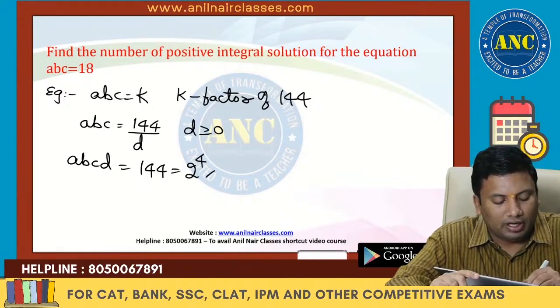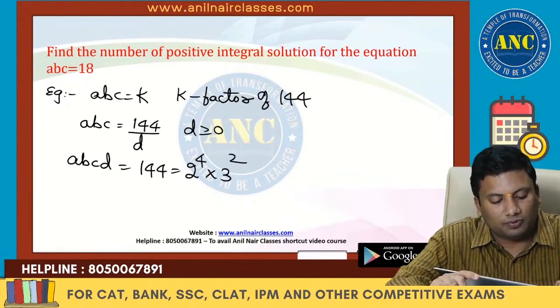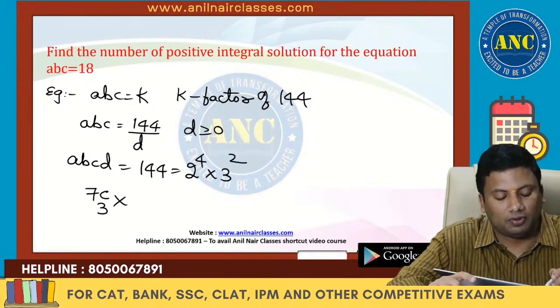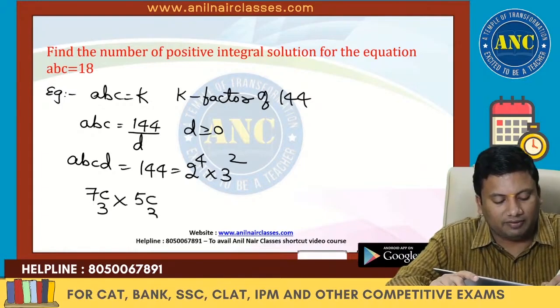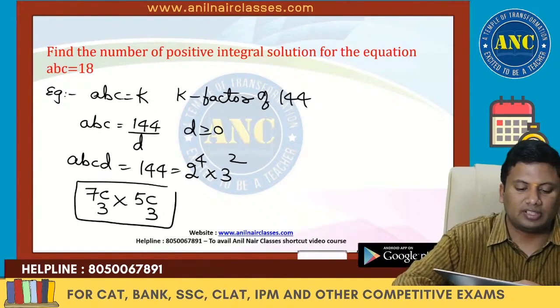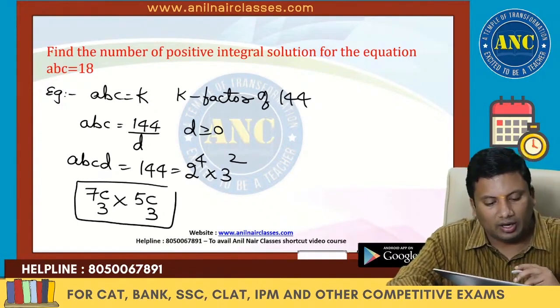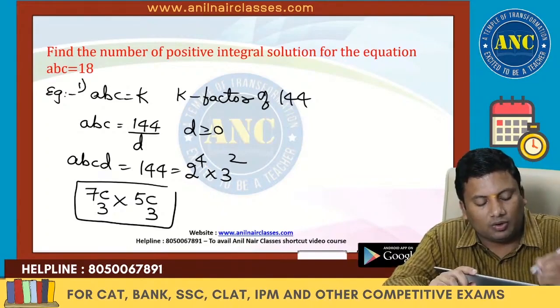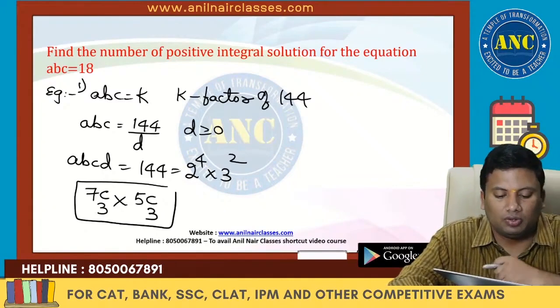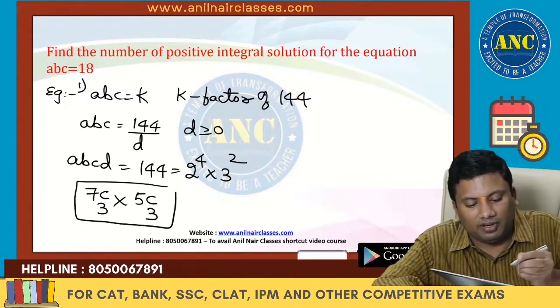144 is 2 power 4 into 3 square. 4 plus 4, 8, which is 7C3. 2 plus 4, 6, which is 5C3. So the answer is 7C3 into 5C3. I hope the idea is clear. The question can also be asked like this: ABC equivalent to K, K is a factor of 144.